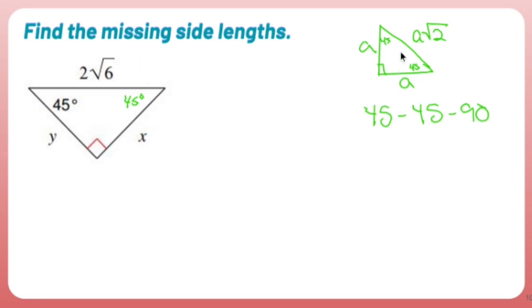See, I'm given the hypotenuse. I need to find both legs. X and Y are going to be the same thing. So once I find X, I have Y. The problem is I'm starting out with a hypotenuse.